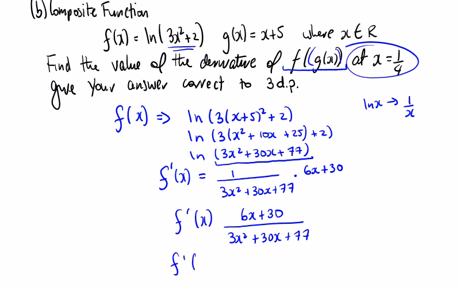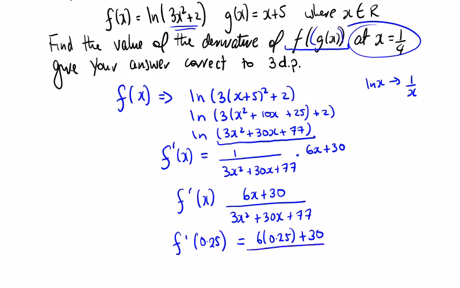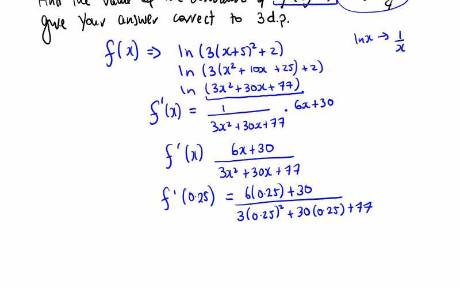So f prime of 0.25 is going to be equal to, so just type this into a calculator. You could write it out like this if you wanted, but you don't need to. You could just write the answer because you're going to use a calculator here. It's just put 0.25 in for x. And we're asked for it correct to 3 decimal places. It's giving me 0.3719. So 0.372, correct to 3 dp.